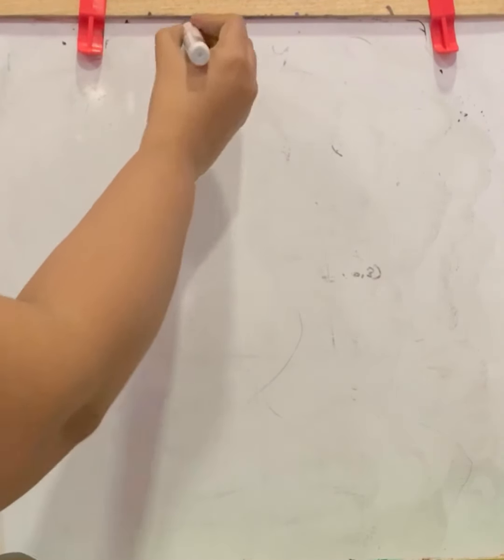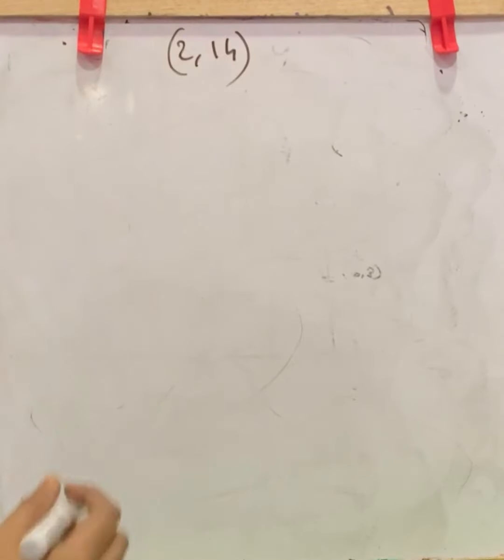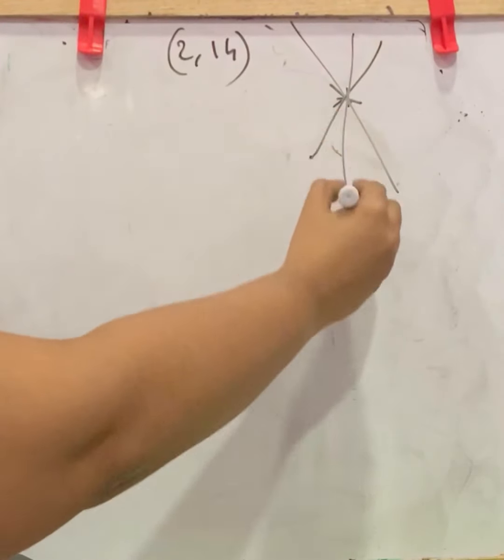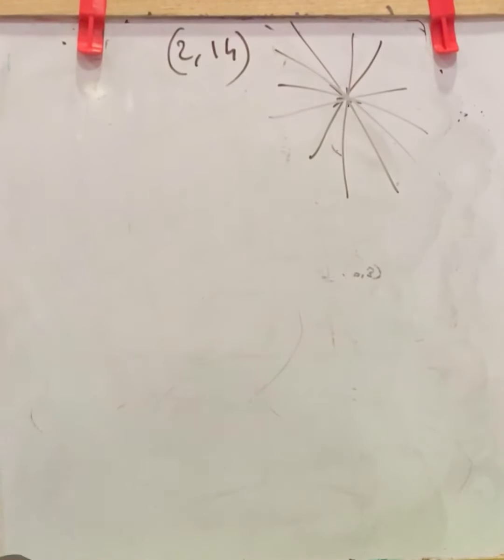Next question. Give the equations of two lines passing through 2 comma 14. It is the solution 2 comma 14. You want to give the equations of two lines passing through it. How many such lines are there? You know through a single point there are infinitely many lines passing through it with different equations. So here we have to find only two equations, not more.